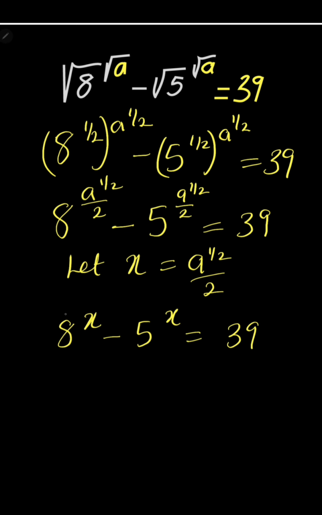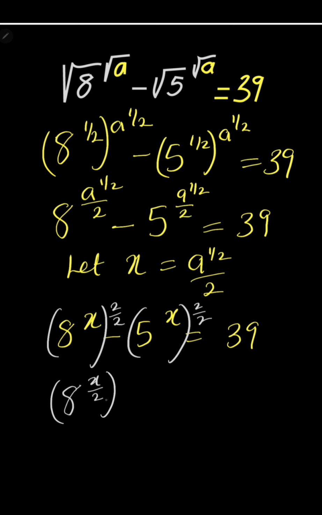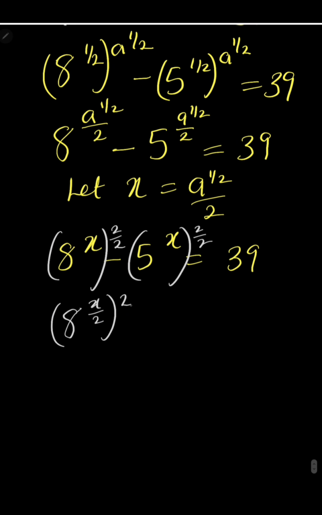What if I try to raise this to a power of 2 over 2? You know, 2 over 2 is like 1, so nothing has been changed here. So that means I will now have 8 raised to the power of x over 2, then to the power of 2. This will still give us the same thing because x over 2 times 2 will give us the same value, minus 5 raised to the power of x over 2, then raised to the power of 2. Everything is equal to what? 39.